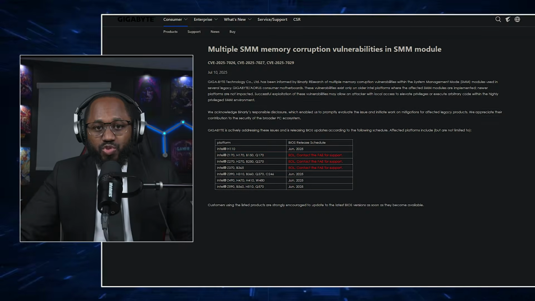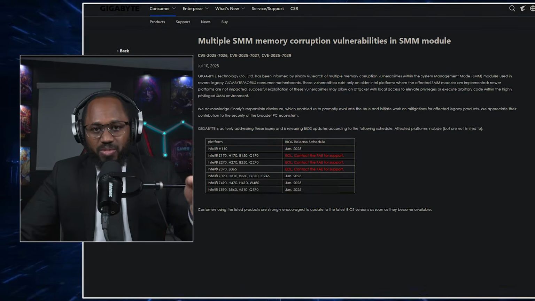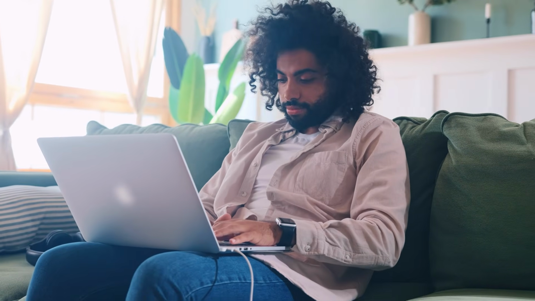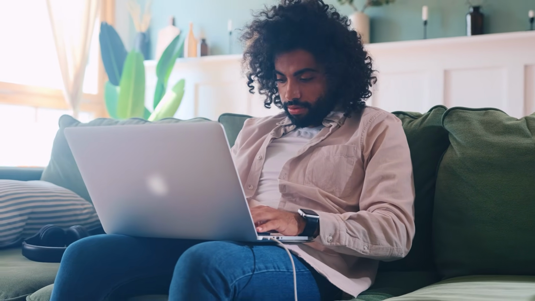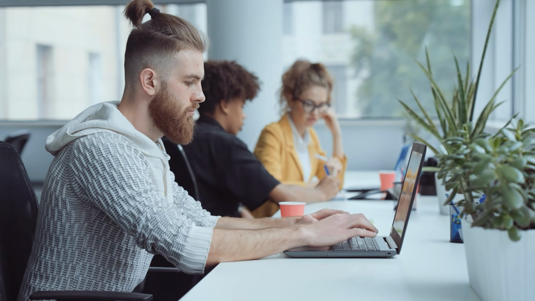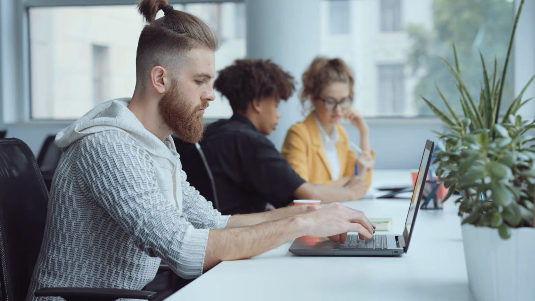So dozens of Gigabyte motherboard models are vulnerable to critical UEFI, which stands for Unified Extensible Firmware Interface, security flaws that allow attackers to install persistent, nearly invisible malware known as bootkits that can bypass secure boot and survive operating system reinstalls. Now, there are four major vulnerabilities, and in this video I'm going to not only talk about them, but show you some real life example code and break it down a little bit.